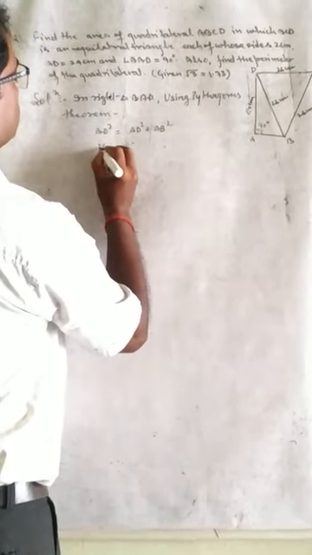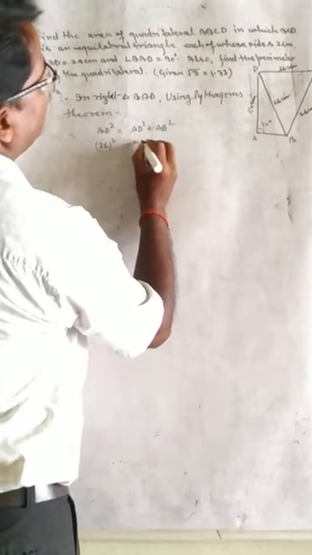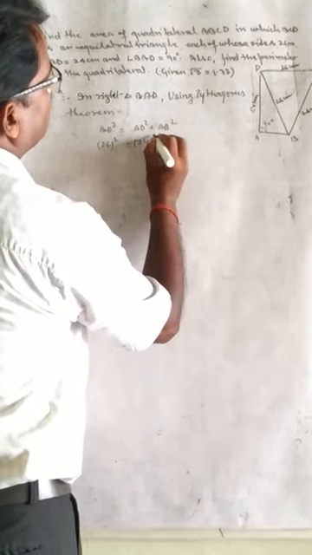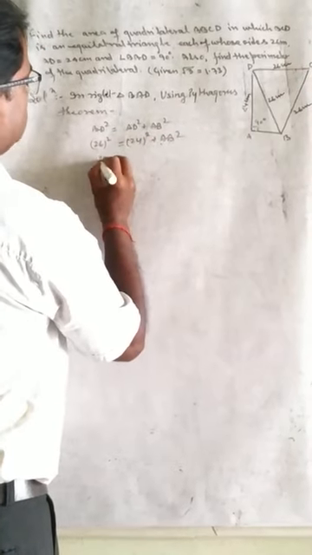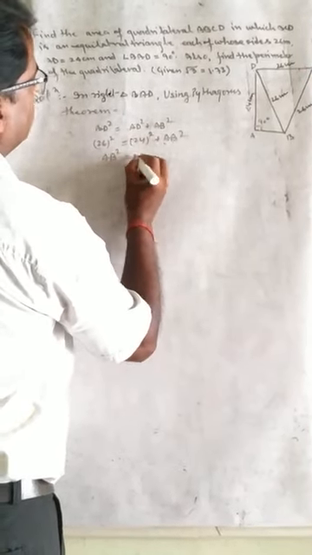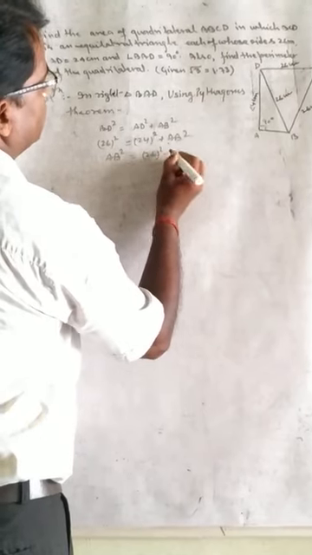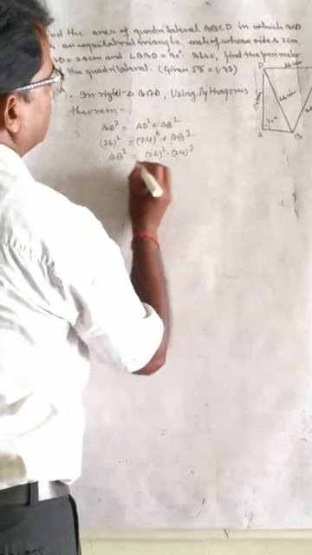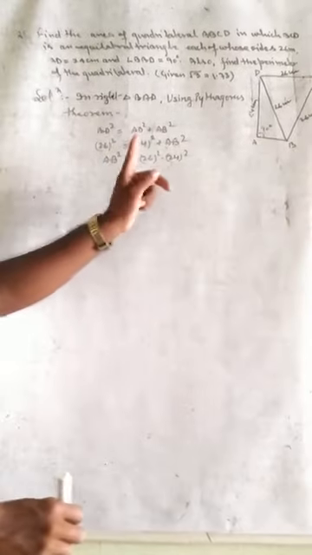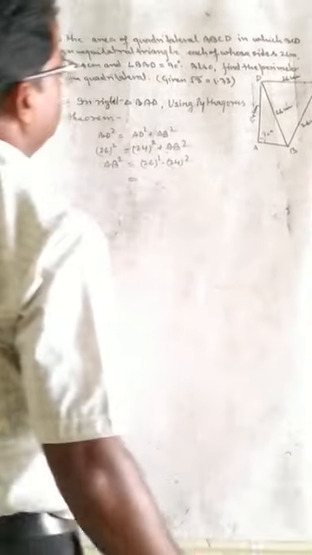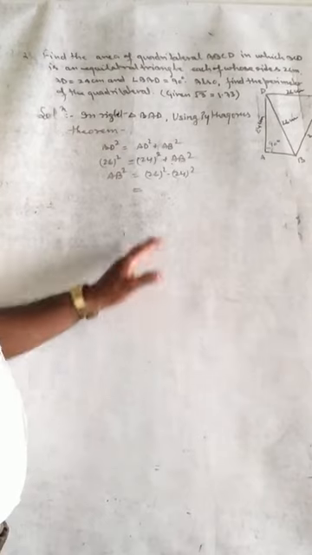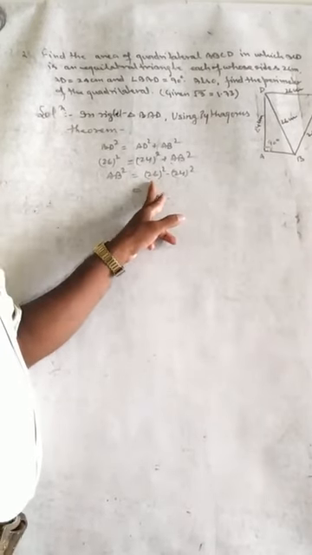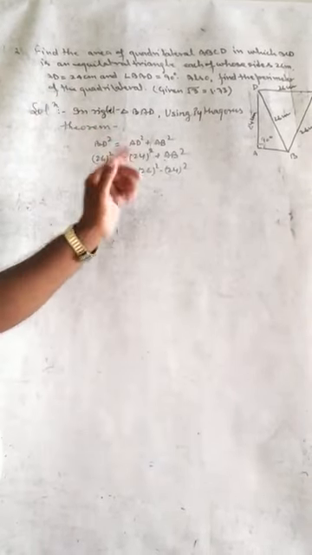BD square, 26 square, is equal to AD square, 24 square, plus AB square. AB square is equal to 26 square minus 24 square. A square minus B square is (A plus B)(A minus B). When we do the calculation, what can we get? AB square is equal to 26 square minus 24 square.